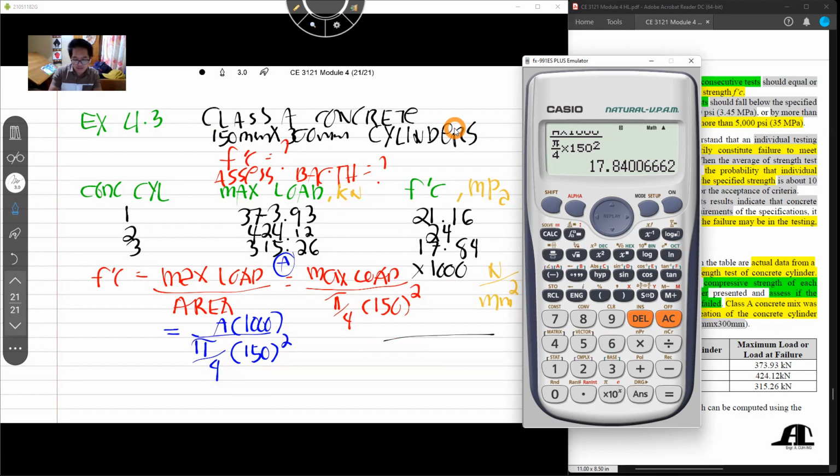Okay. Supposedly, kukunin natin yung average. Ito na lang ilagay yung average. Okay. Kasi yung titignan nyo yung unang criteria natin, class, kailangan natin yung average. So, ilagay ko na dyan, class. No? 21.16 plus yung 24 plus yung 17.84. Okay. Divided by 3. So, ito na yung average niya, class, 21 MPa. Okay?